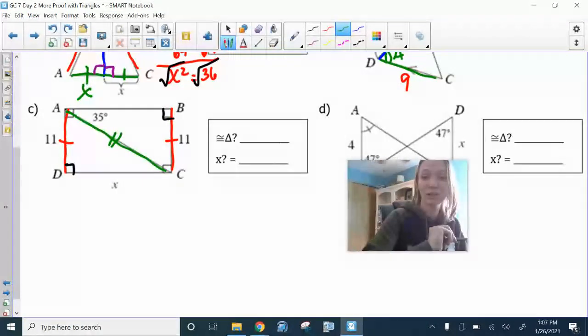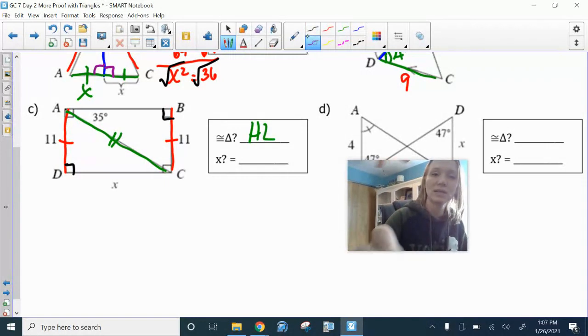And so this is that really weird one. This is that HL theorem. So we do have congruent triangles, which means that if this angle up at the top is 35 degrees, then the angle at the bottom is also 35 degrees. And so that means we can label our opposite and adjacent, because we have an 11 is a side, x is a side, we have an angle.